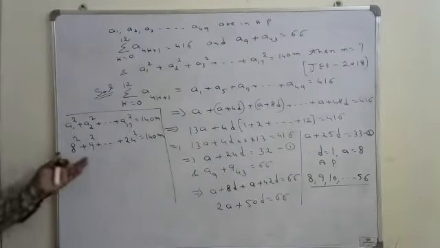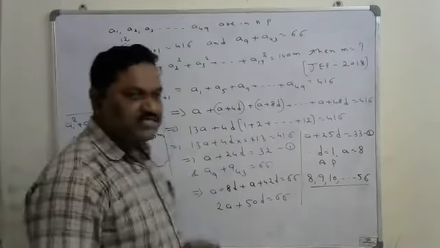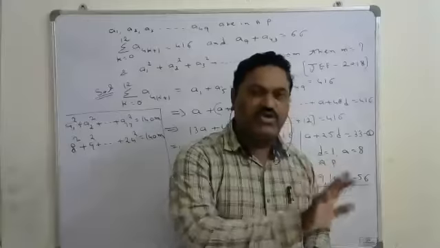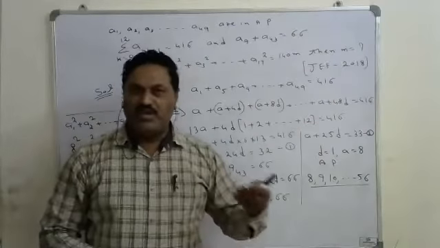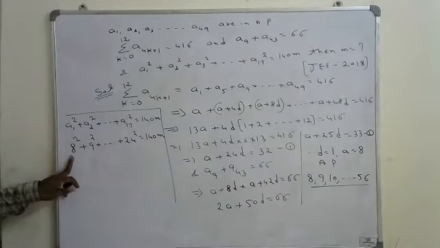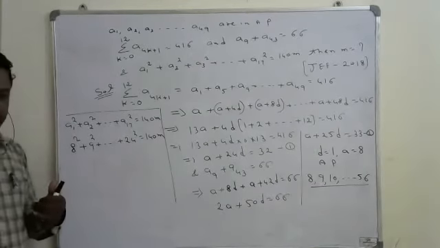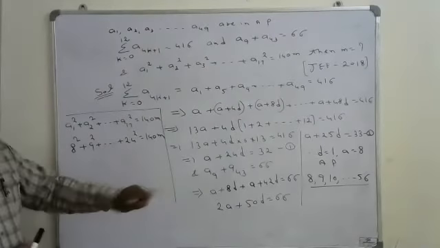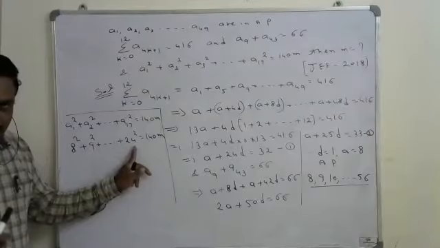But how do you evaluate this? To evaluate this, we know the formula for the sum of the first n square natural numbers, 1 square plus 2 square plus 3 square and so on up to n square. But here it starts from 8 square. So we will add the sum before this, that is 1 square plus 2 square plus 3 square plus 4 square plus 5 square plus 6 square plus 7 square, and then subtract it. Adding up to 7 square will give the sum of the first 24 square natural numbers.